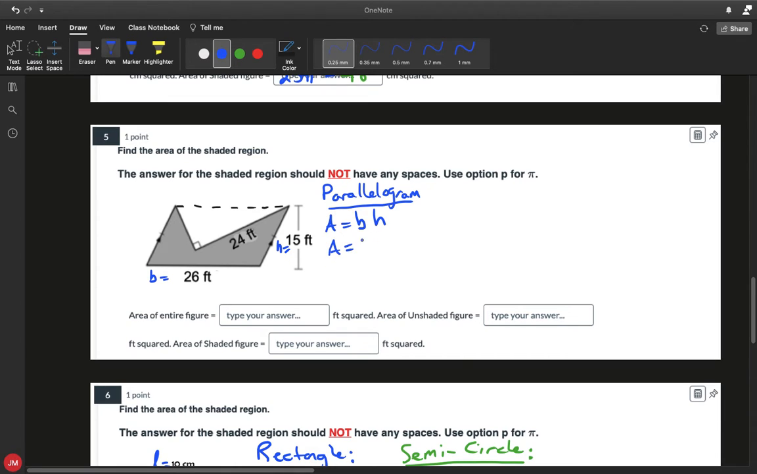So to put those into our formula, we're going to take 26 and multiply by 15, and then that will tell us that the area for our parallelogram is going to be equal to 390. So the area for our entire figure would be 390.